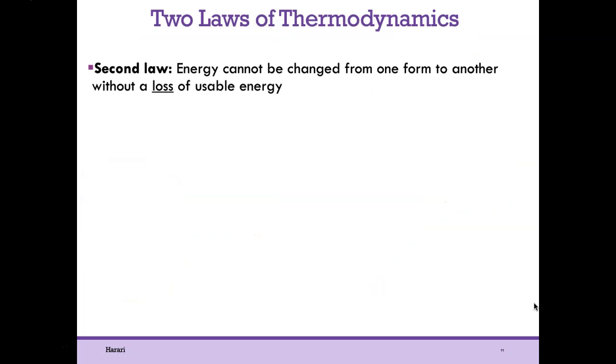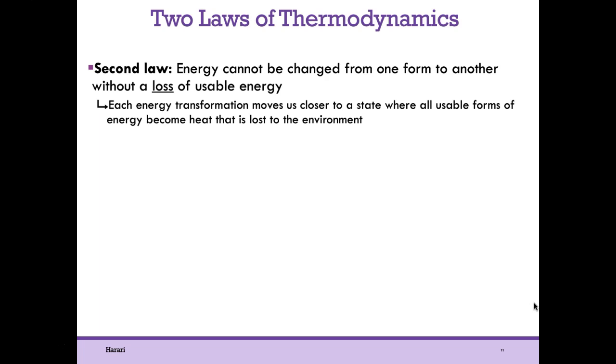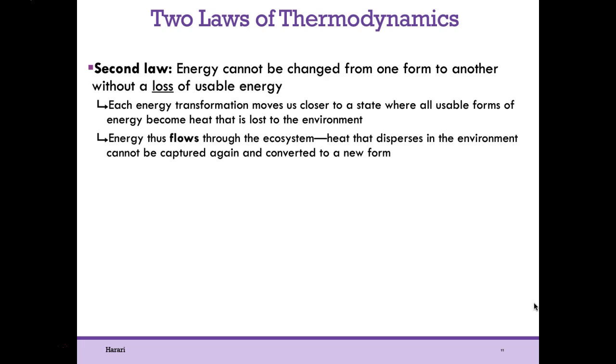The second law is a little more complicated. The second law of thermodynamics says that energy cannot be changed from one form to another without a loss of usable energy. What this is basically saying is that each energy transformation moves us closer to a state where all usable forms of energy just become heat that is lost to the environment. Right? In other words, the second law of thermodynamics is stating that all energy transformations are inefficient because every reaction loses some energy to the surroundings as heat. Right? So this is what the second law is describing.